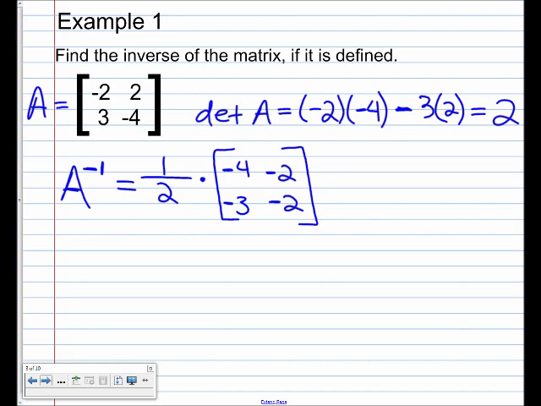Okay. Now, here's what you can do to find your answer. So here is your inverse matrix. Take all 4 of these numbers and multiply them by 1/2. But I'm not going to do that because multiplying by 1/2 is the same as doing what? Dividing by 2. So I'm going to divide all these numbers by 2. All right? Divide every single number by 2. That is our inverse. All right? So we have negative 2, negative 1, negative 3/2, and negative 1.